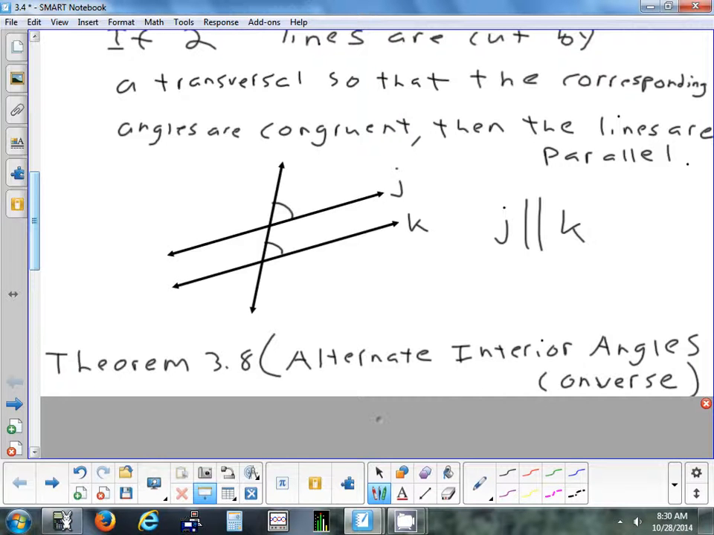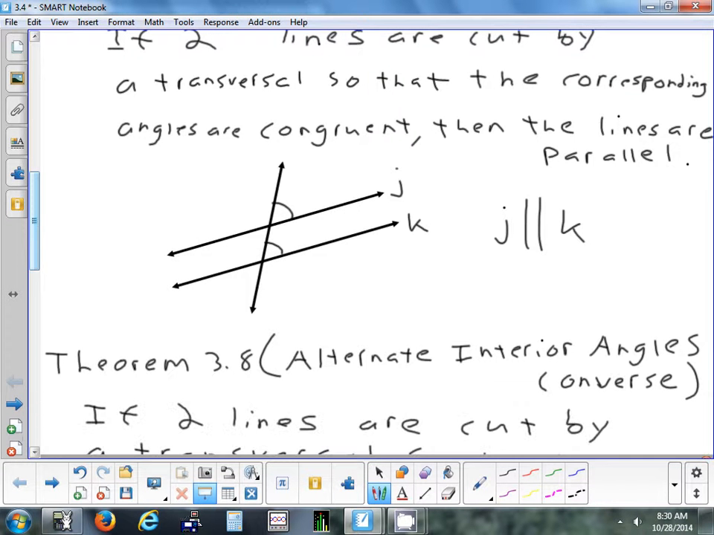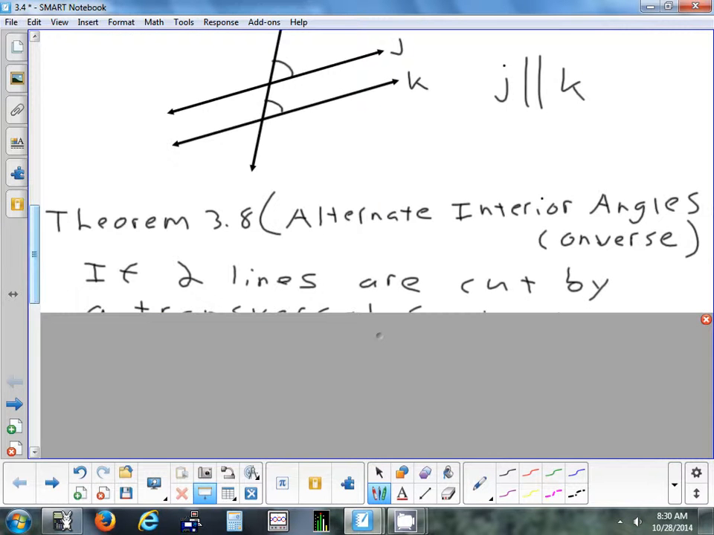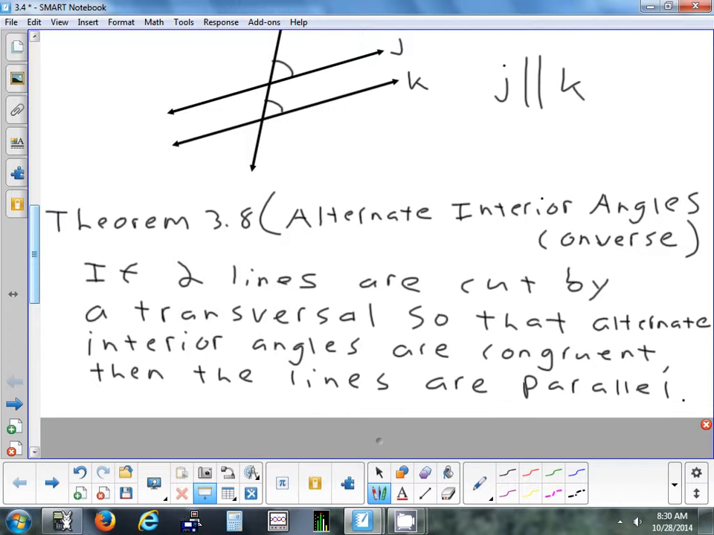Okay, and there's three more theorems. Again, I told you the page because they do get somewhat repetitive. They always start out, if two lines are cut by a transversal so that, and then whatever the statement is. Okay, so theorem 3.8 says, if two lines are cut by a transversal so that the alternate interior angles are congruent, then the lines are parallel. Now that's a theorem, so we have to prove that one. But we can prove it using what we just learned above it, the corresponding angles converse postulate.